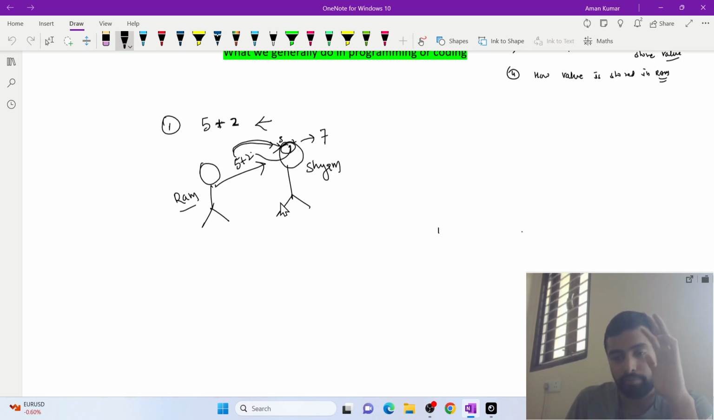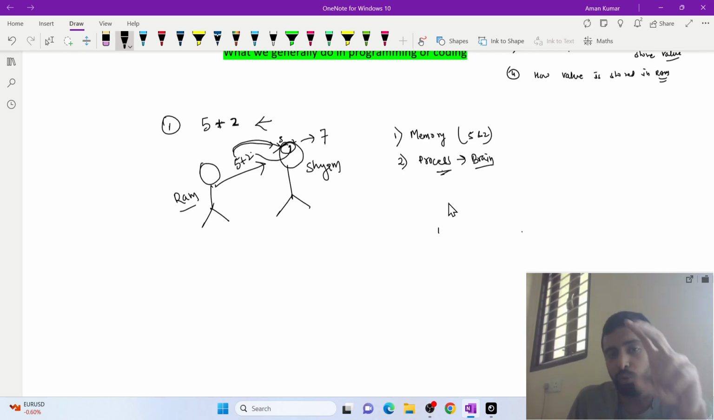So what I want to say is that there is one thing which is memory, and another which is process. Process means, let's say you have stored 5 and 2 in the human brain's memory, and then the main brain does the process. So there are two things, memory and process, that the human brain does.